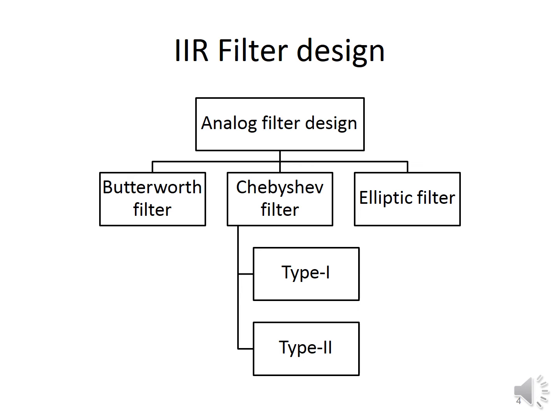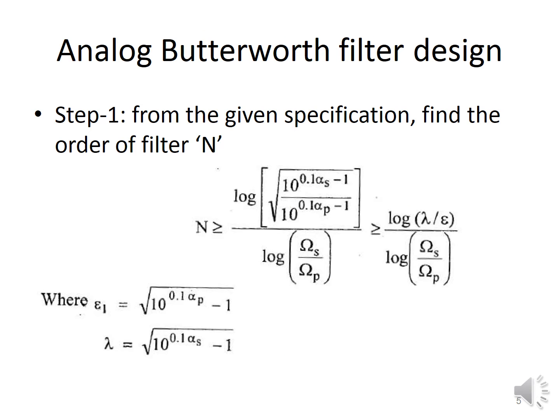In IIR filter design, we have already studied the two types of filters, analog filters and digital filters. In analog filters we have three different types: Butterworth filter, Chebyshev filter and elliptic filter. First of all we are going to see the Butterworth filter. So, the analog Butterworth filter. First we are going to see how to design the analog Butterworth filter. The design steps. Step number 1.